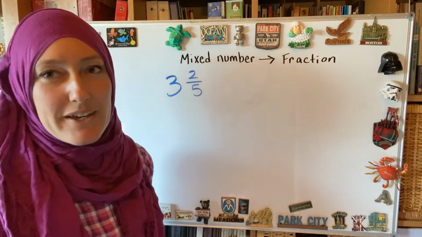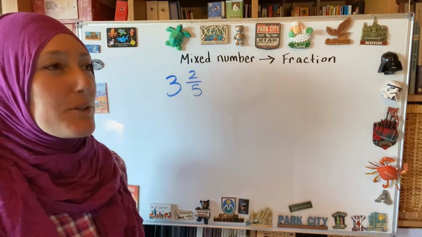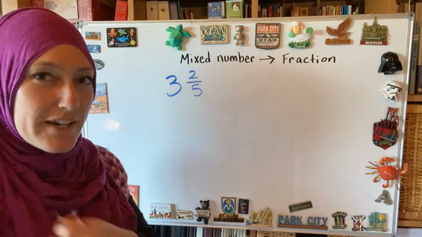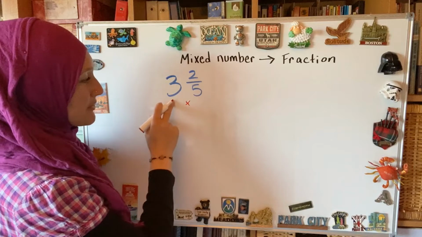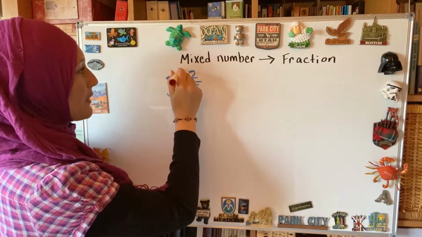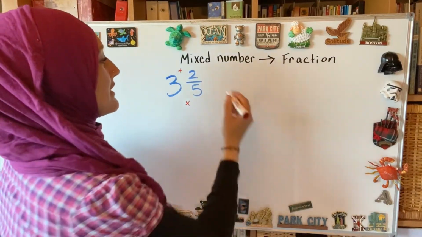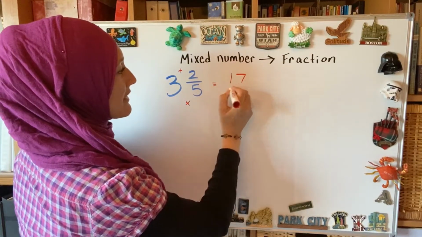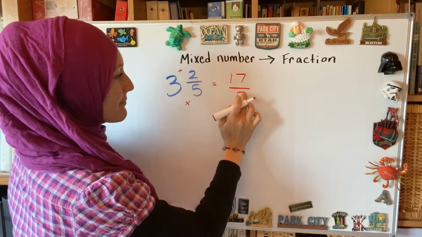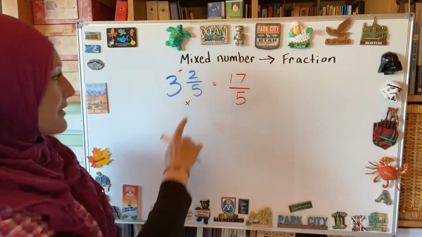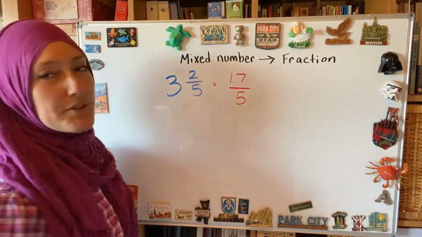The shortcut way is the way that you're going to do most of the time, which is fine, but you should also know why it works. So the shortcut is you multiply 5 times 3, which is 15, and then you add the 2, so that's 17, and all of it goes over 5. So shortcut: multiply, add, and then put it over the denominator. This works every time.